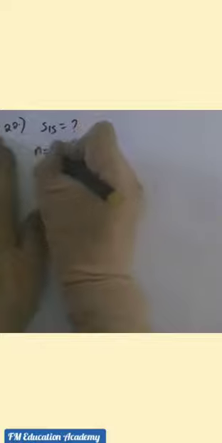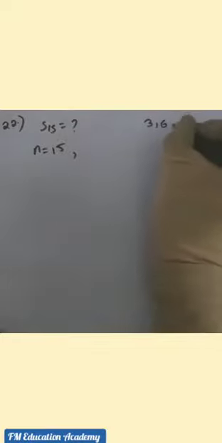See the 22nd question. The sum of 15 terms of the AP 3, 6, 9 up to something. It is asking S15 here. And we know the formula of Sn is n by 2 into 2a plus n minus 1 into d. Here a and d are given, and it has also given us the value of n, that is 15 terms. Sum of 15 terms of AP means n value here is 15. So in the 22nd question we have to find S15.